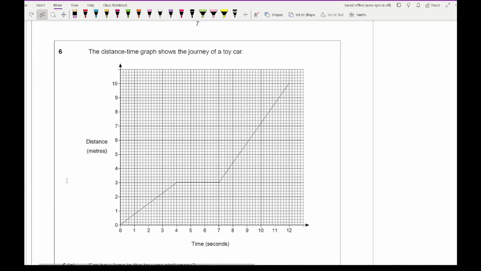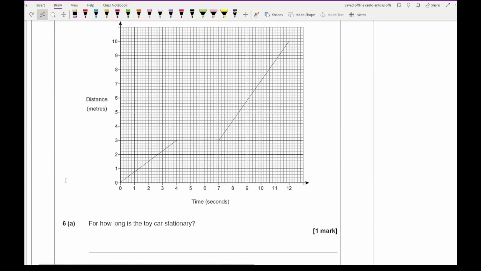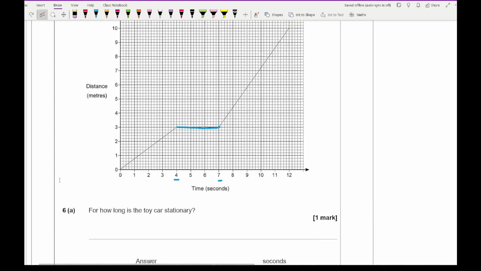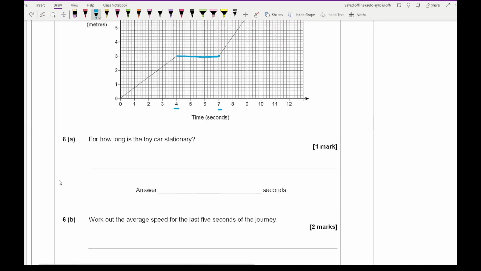Then moving on to question 6, it says the distance time graph shows the journey of a toy car. For how long is the toy stationary? So it's going to be stationary during this time here, and the time difference is going to be 7 take away 4, and that's going to be 3 seconds.